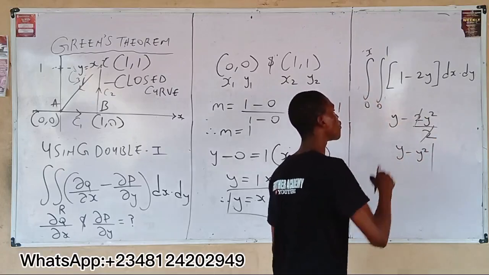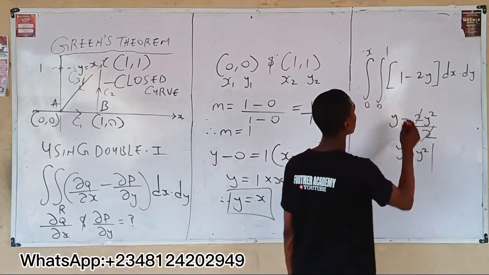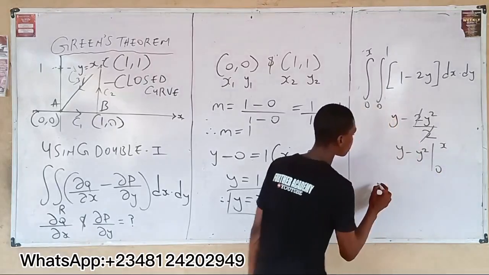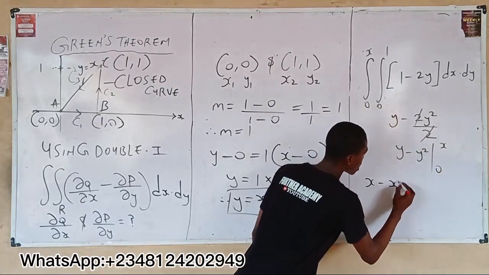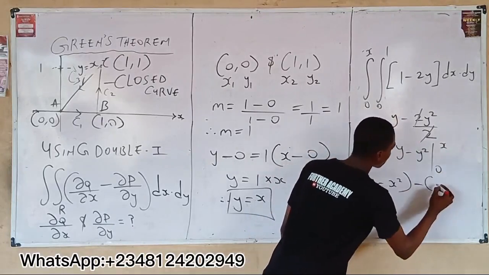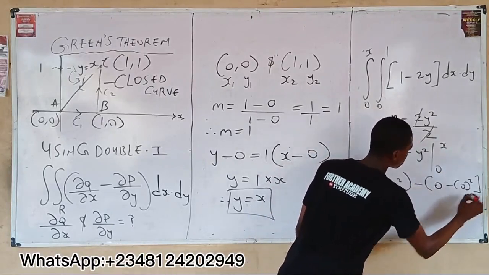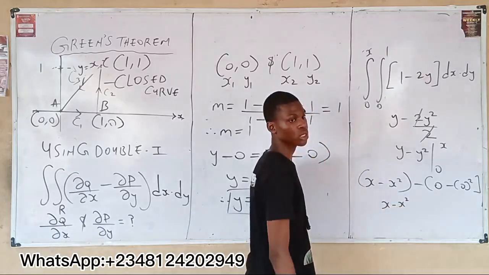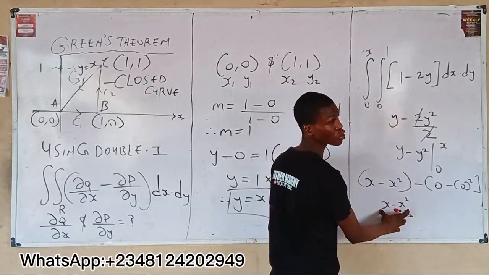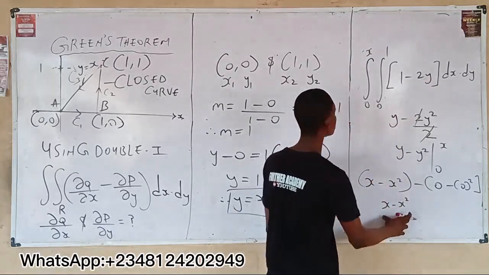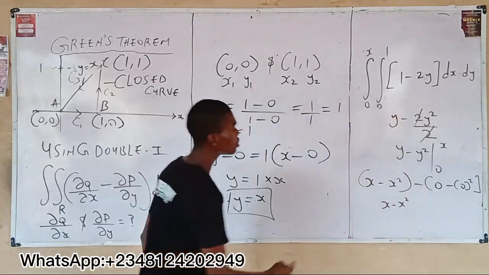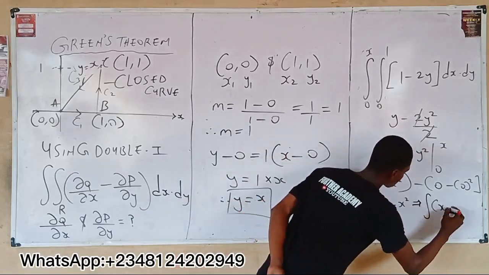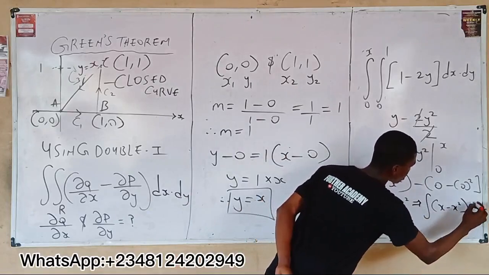Now introduce the limit of y since it's integrated with respect to y. What's the limit of y? 0 to x. So substitute. I have x minus what? X squared, right? Minus 0 squared. So this is still x minus x squared. Any question? So now integrate this with respect to what? X. Integrate this with respect to x. So it implies the integral of x minus x squared dx.